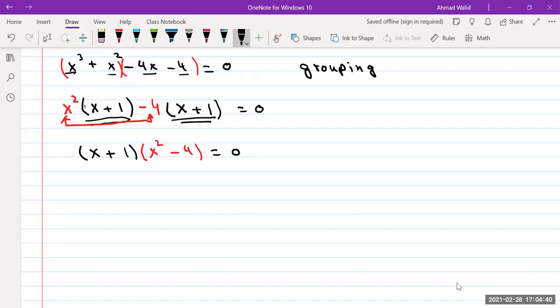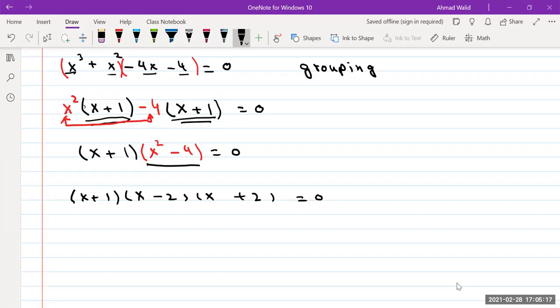Now, be always slow and focus. My first parenthesis, it's prime. I cannot factor it anymore. Look at the second parenthesis, the red one. Can we factor it again? Yes, it's the difference of the squares. Then I will factor again my second parenthesis. Then x plus 1 times, I'll open two parentheses here: x and x, negative 2 and positive 2, because it's difference of the squares.